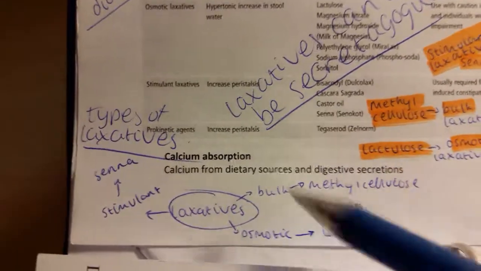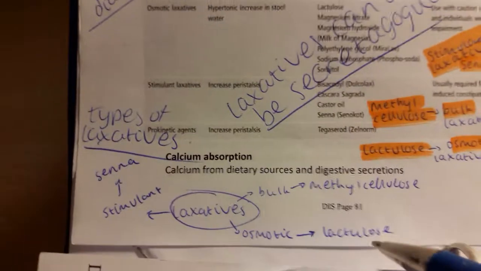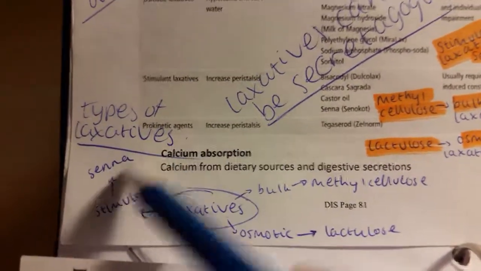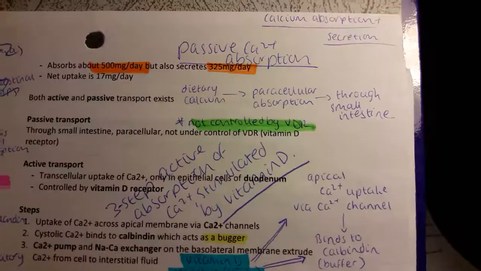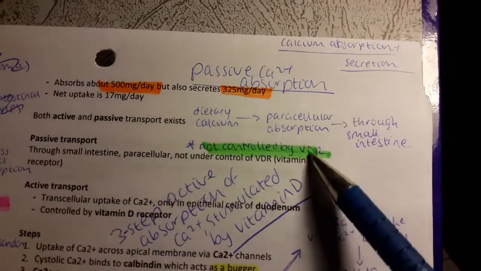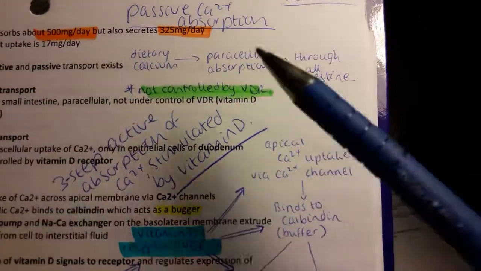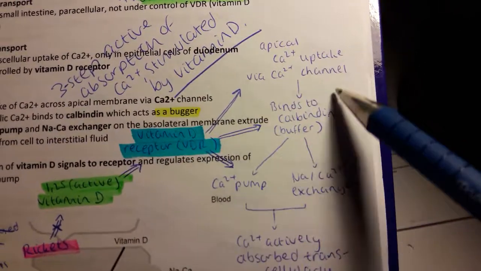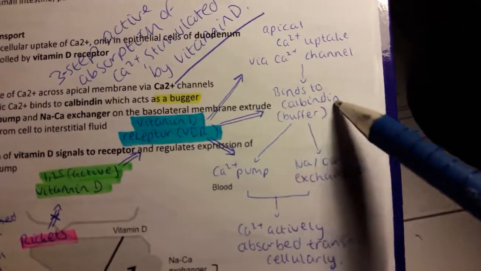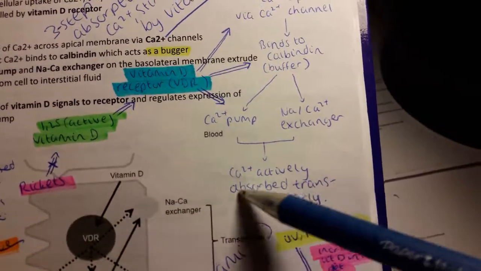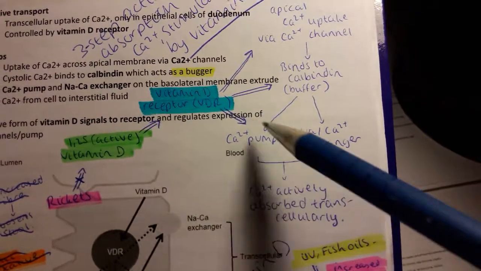Laxatives are the last kind of secretagogue, and we looked at bulk laxatives such as methylcellulose, osmotic laxatives such as lactulose, which are fermented in the lumen, and stimulant laxatives such as senna, which stimulate the enteric nervous system to increase peristalsis. Finally, we looked at calcium absorption and the fact that it can be passive, which is not controlled by the vitamin D receptor, or it can be active, which is controlled by the vitamin D receptor. What happens is the calcium enters the enterocyte, binds to calbindin as a buffer, very important, and then it's pumped across the basolateral membrane to be absorbed transcellularly.